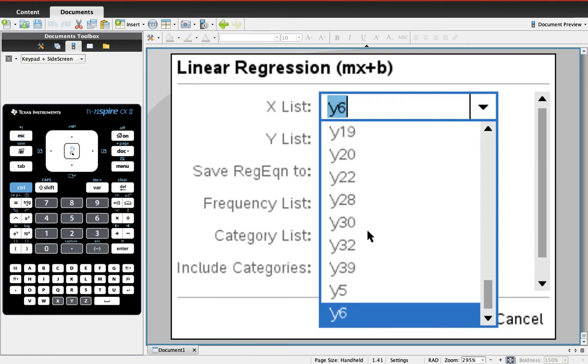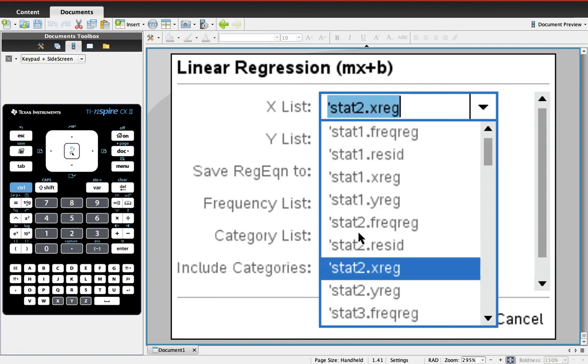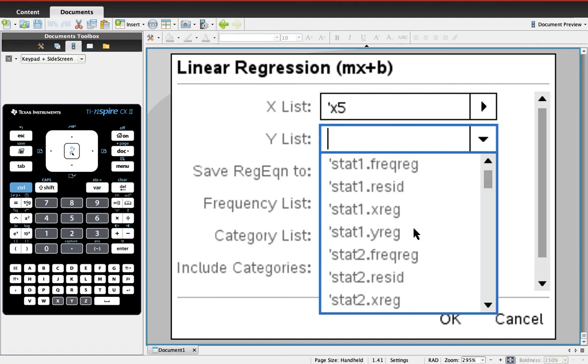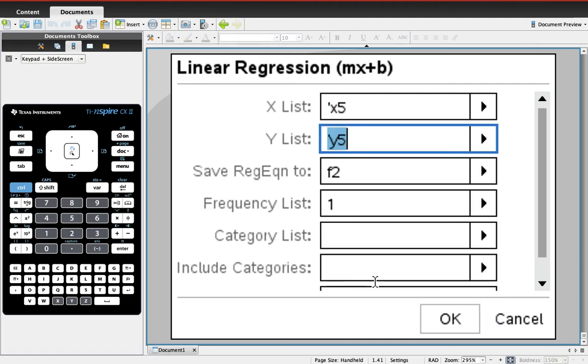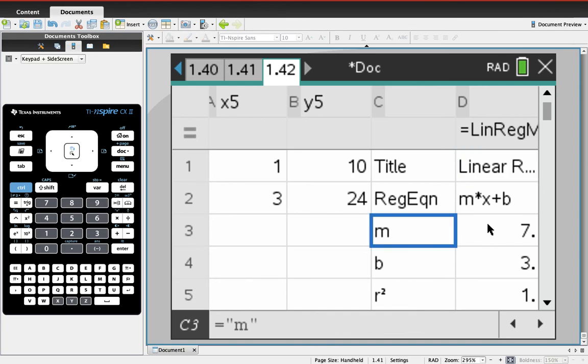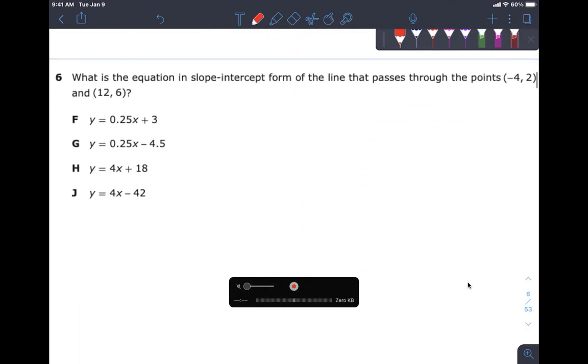Where did they go? All right. Oh, no. Okay, hold on. There we go. All right, my x's from number 5. Notice how confusing it is if you don't label these really well. And look at that. My slope is equal to positive 7, exactly as I predicted. So we're correct. Let's take a look at the next one.